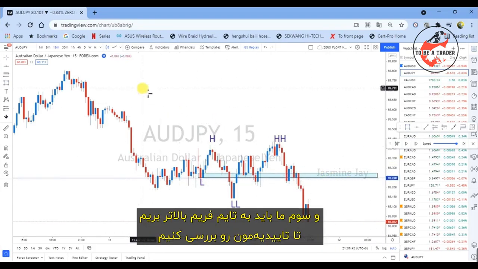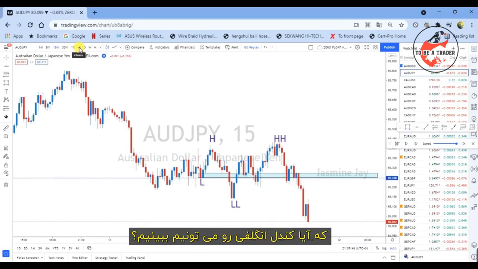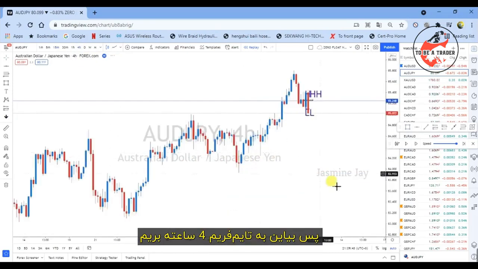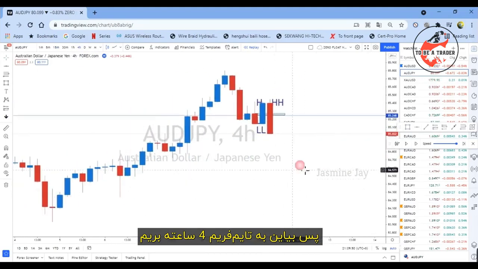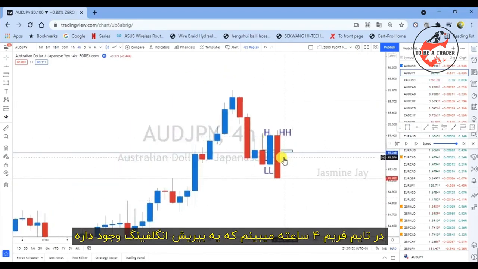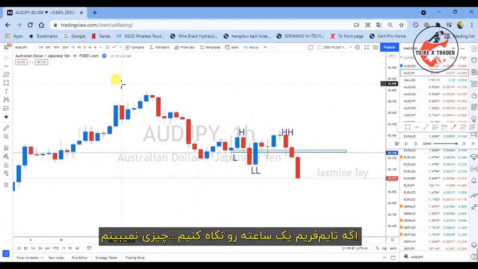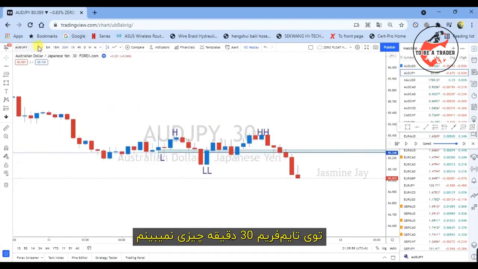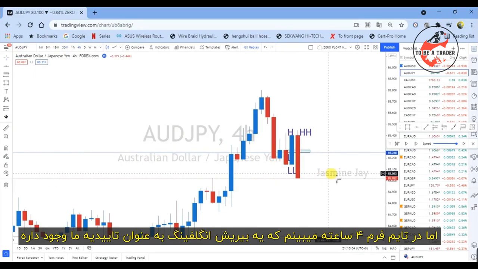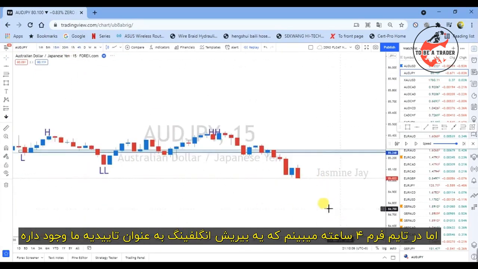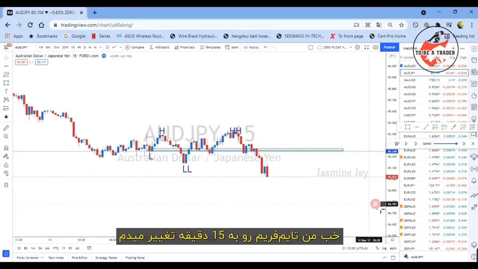And thirdly, we have to go to the higher time frame to check for our confirmation, whether we can see any engulfing. So let's go to the H4 time frame. There we go. In the H4, I can see that there is a bearish engulfing. Why do I go to the H4? If we look at the H1, I can't see anything. M30, I can't see anything. But at the H4, I can see that there is a bearish engulfing as our confirmation. So I'll change back to M15.